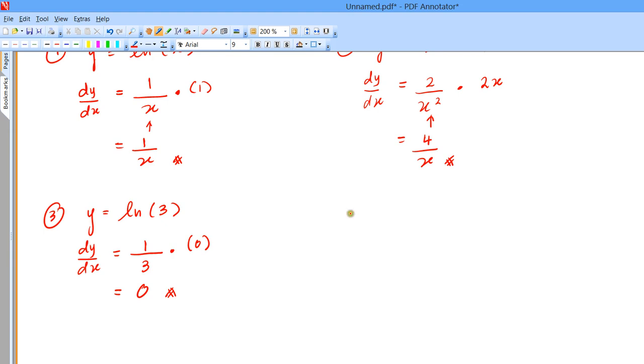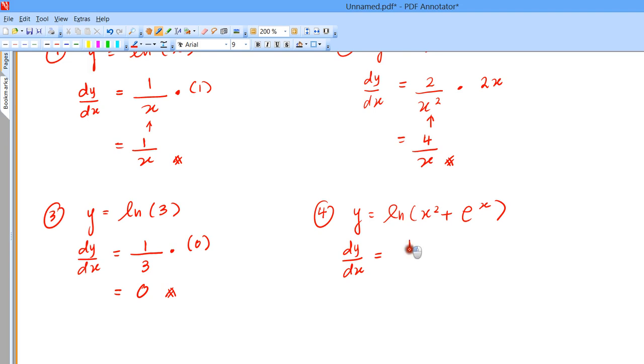Okay, next number 4, y equal to ln of x square plus e power of x. So we have coefficient equal to 1 and then function equal to x square plus e power of x. We have two terms here. The first term is polynomial and the second term is exponential function. Okay, now differentiate left hand side equal to dy over dx, and then differentiate right hand side coefficient over function.